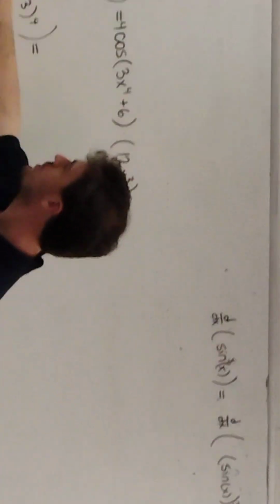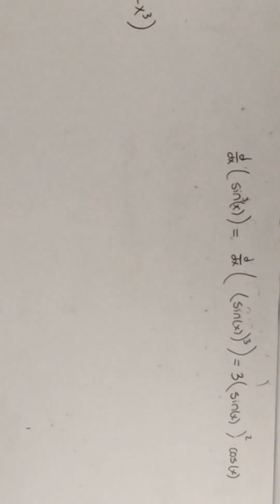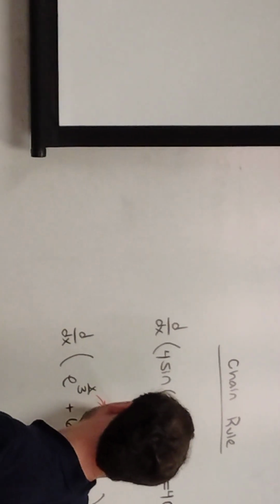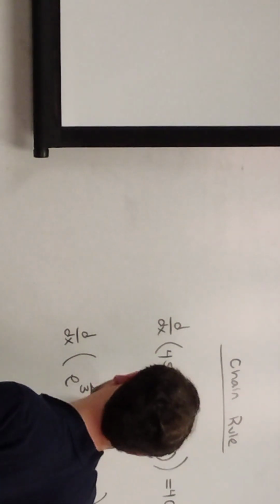Next one, the only thing here is if I see e to the x over 3, what's another way of writing x over 3, in such a way that I'm ready to take a derivative? How can I rewrite x over 3? Oh, 1 over 3. Yeah, it's 1/3 x.